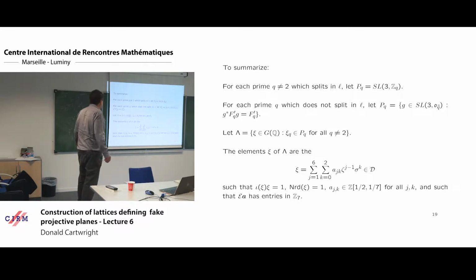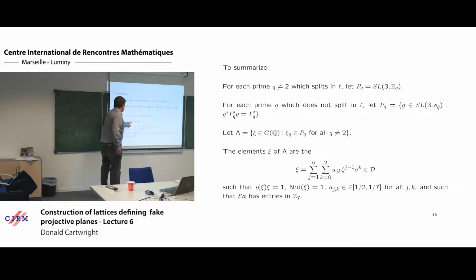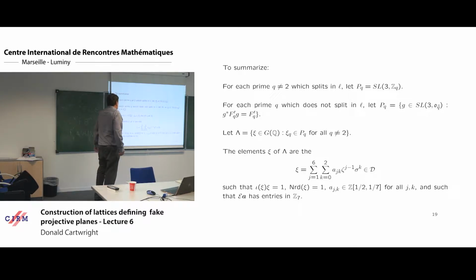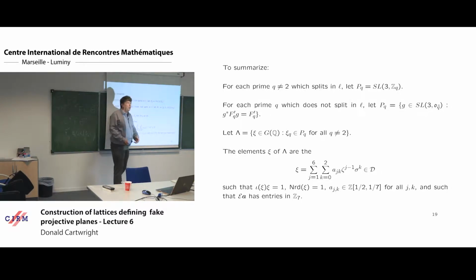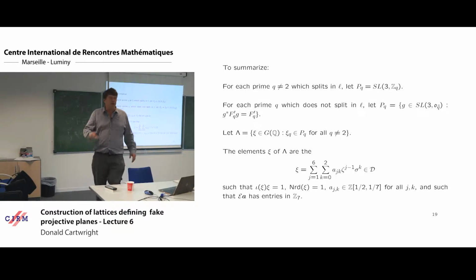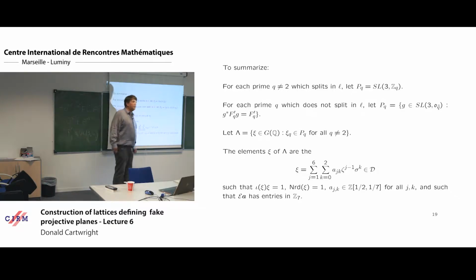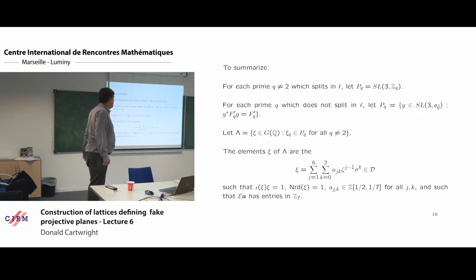Then in order to be in lambda, so in order that this happens for every q different from 2, you need that the aij's have no q's in the denominator for any q other than 2 and 7. So a fancy way of saying that is this: you're allowed 2's, you're allowed 7's in the denominator, but there is a strong condition on the 7's in the denominator. Okay, so after multiplying by e, there are no 7's in the denominator.